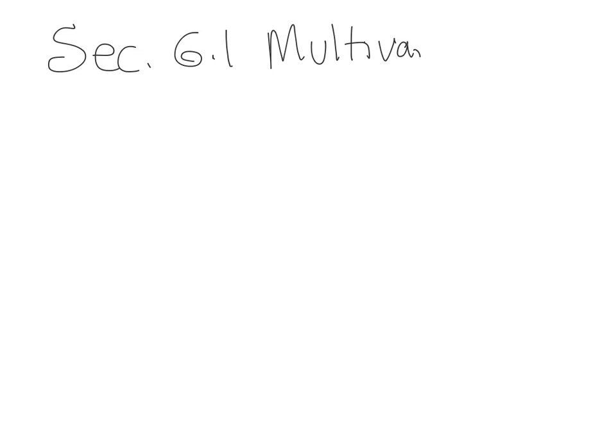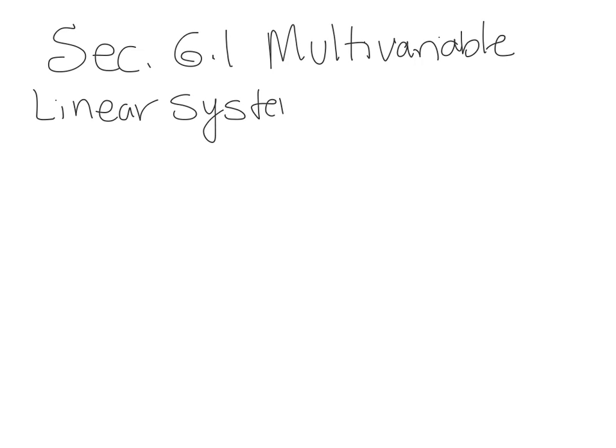Okay, so this is section 6.1 and is multivariable linear systems. Multivariable linear systems and row operations.